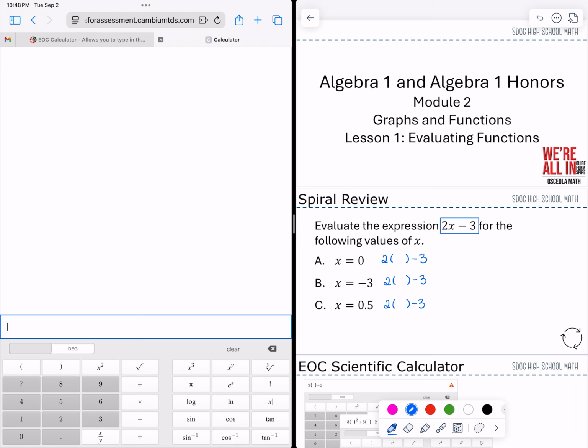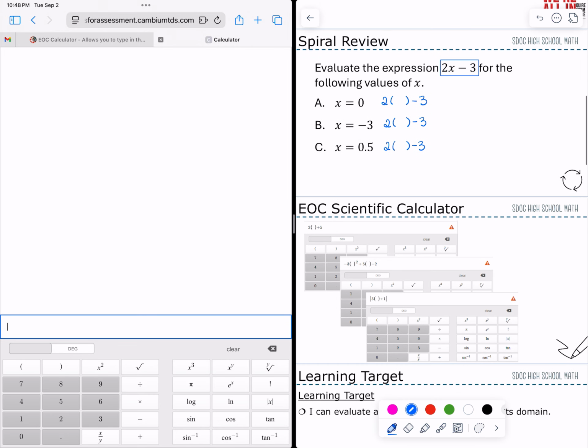So again, this is the one that we're going to use. What I like about this calculator is I can actually type in a whole equation here, and it'll give me my answer on the right-hand side. We're going to be doing that with a lot of these problems today. So here we go, and let's get started with some practice problems.